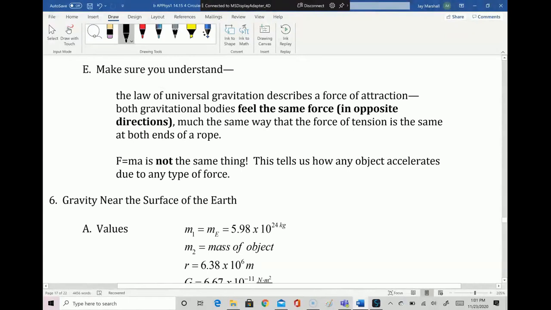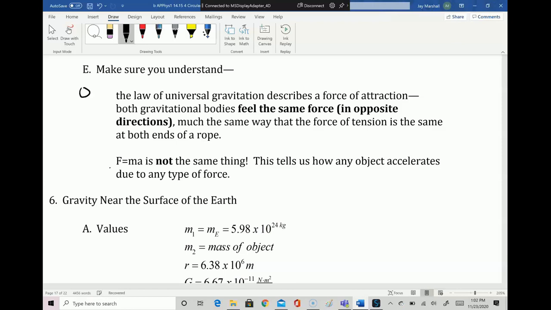So make sure you understand the law of universal gravitation describes a force of attraction. Both gravitational bodies feel the same force in opposite directions, much the same way that the force of tension is the same at both ends of a rope. Okay, and that's difficult for us to understand.